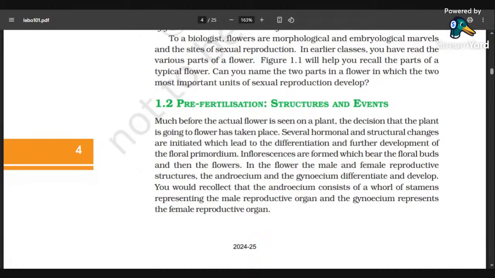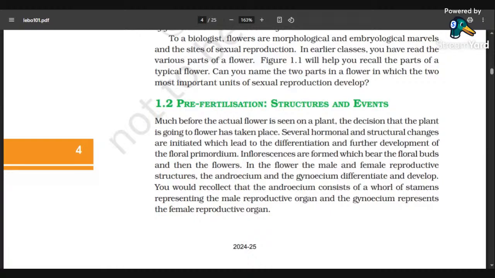Pre-fertilization structures and events. Much before the actual flower is seen on a plant, the decision that the plant is going to flower has taken place. Several hormonal and structural changes are initiated, which lead to the differentiation and further development of the floral primordium. Inflorescences are formed, which bear the floral buds and then the flowers.